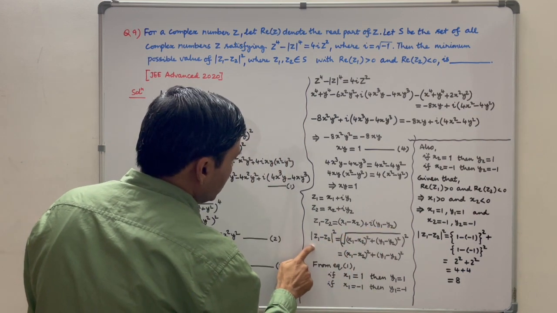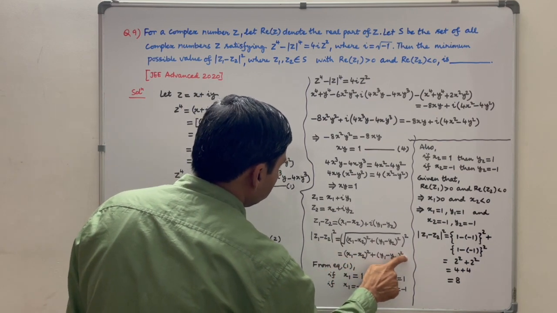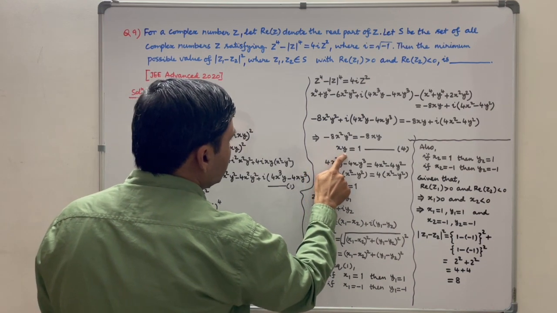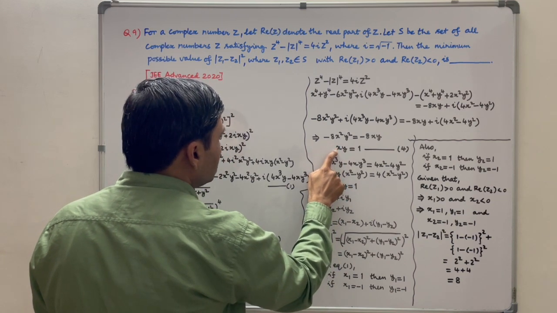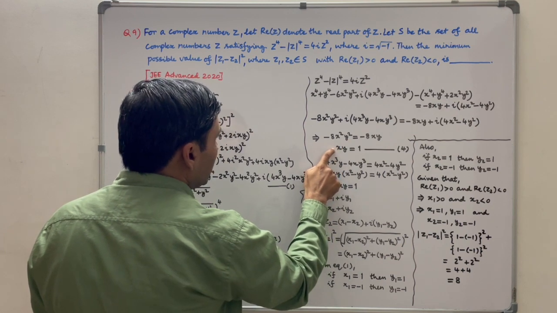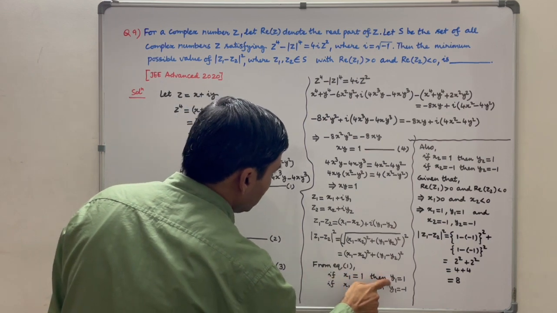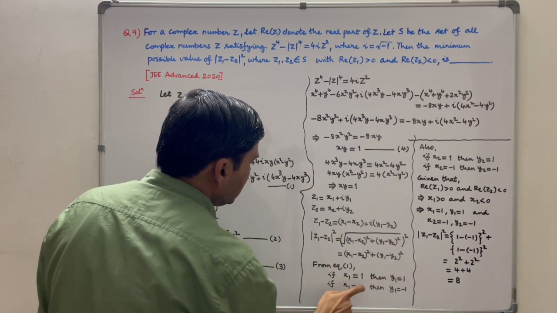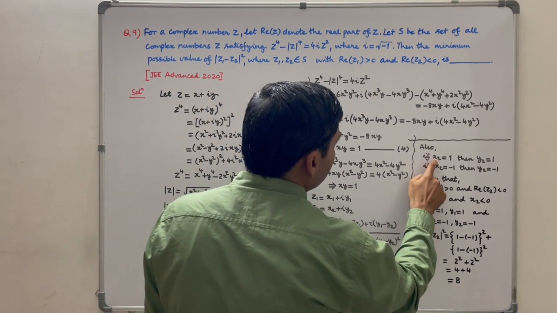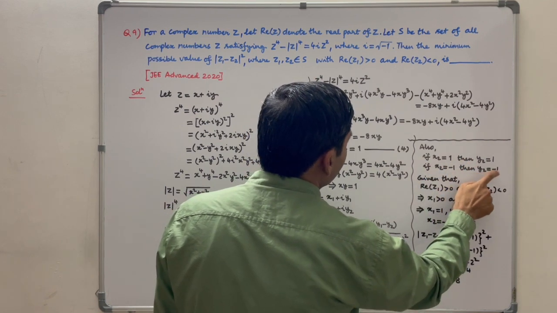Mod z1 minus z2 whole square is equal to x1 minus x2 whole square plus y1 minus y2 whole square. From this relation, it is clear that if x is equal to 1, y is equal to 1. If x is equal to minus 1, y is also equal to minus 1. We will apply the same logic for x1, y1 and x2, y2. If x1 is equal to 1, then y1 is equal to 1. If x1 is equal to minus 1, then y1 is also equal to minus 1. Similarly, if x2 is equal to 1, y2 is equal to 1. If x2 is equal to minus 1, then y2 is also equal to minus 1.